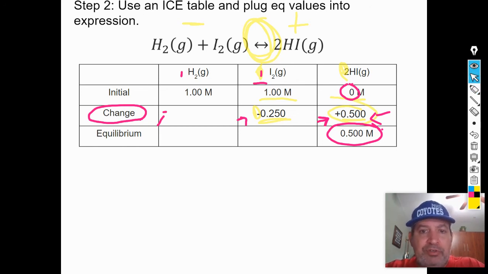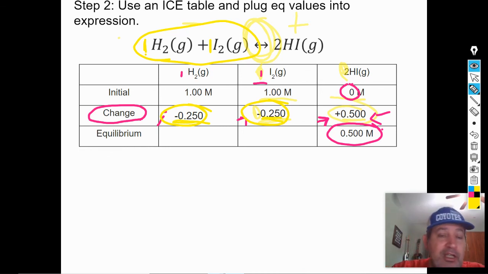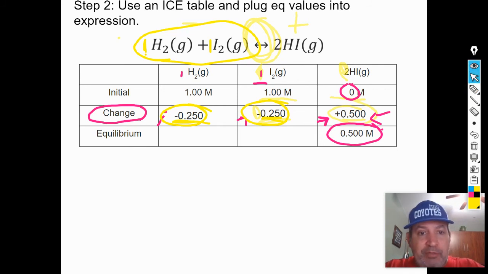So then if the I2 is a 1 and the H2 is a 1, then their changes are the same. And remember this, and go back and watch this again if you have to: if they're on the same side, they both have a negative change. And since they're both 1 and 1, they have the same change. That's really stoichiometry. When we use the equation, we're using those ratios. And that's what we're doing here. So then the last thing I do is plug in, well, what are they at equilibrium if they went down by minus 0.25? So 1 minus 0.25 is 0.75. And for the I2, it's going to be the same.